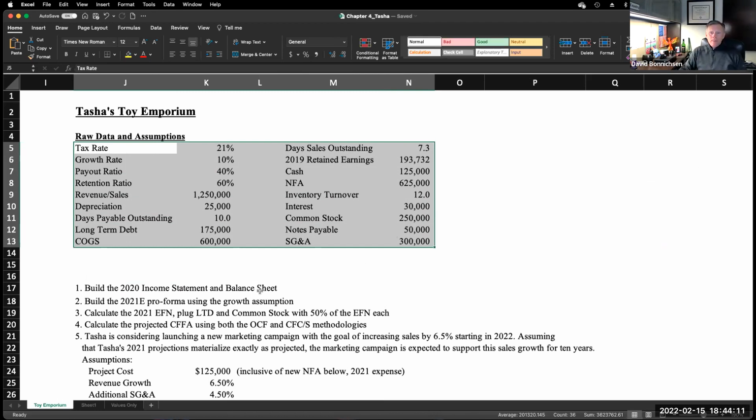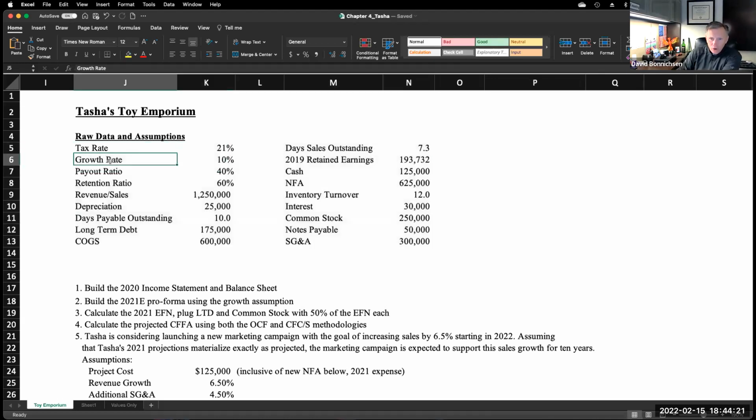So question 2, build the 2021 estimate pro forma using the growth assumption. In the case, it tells us our growth rate is 10%. So now our job is to take the income statement and the balance sheet and appropriately apply the 10% growth rate to those line items that specifically vary with sales, like we talked about last week.